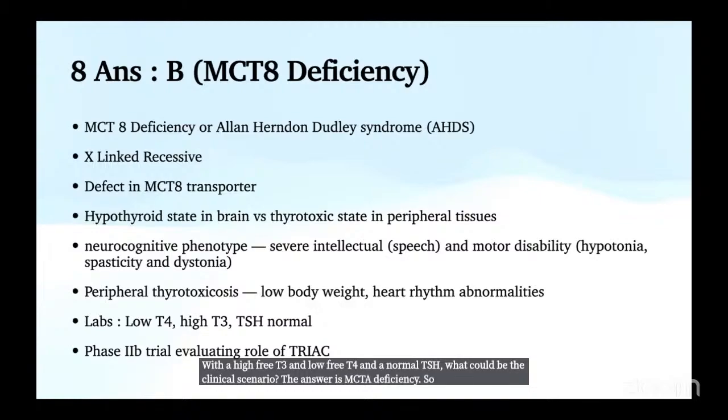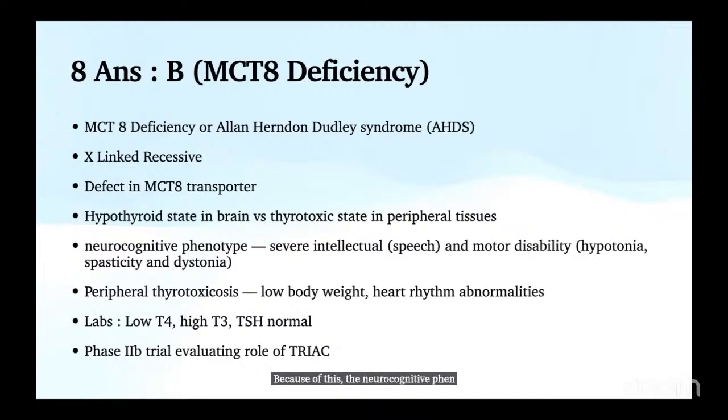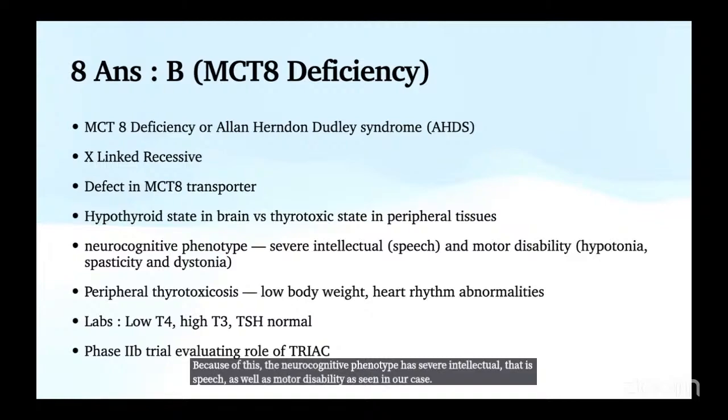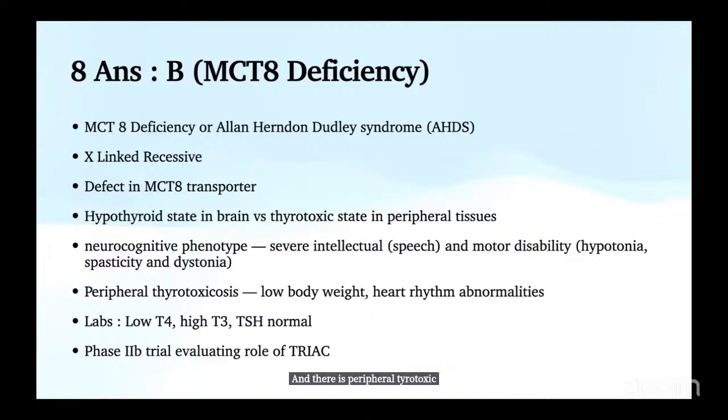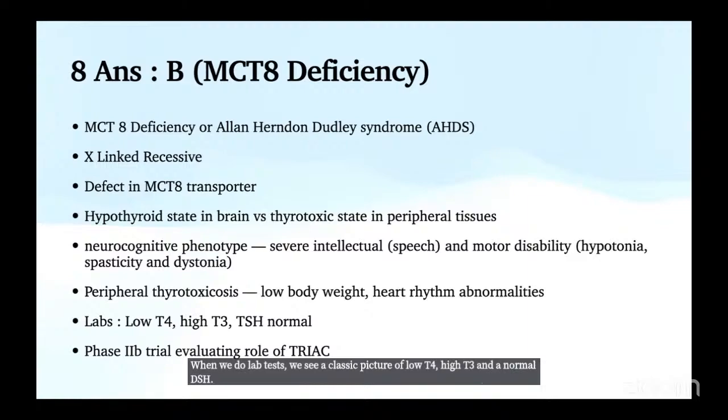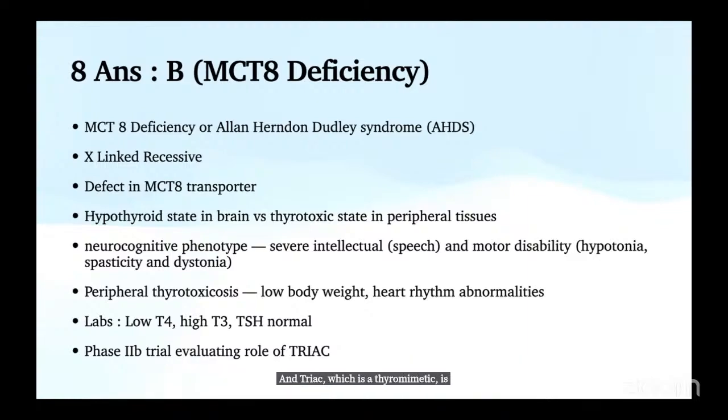It is an X-linked recessive disorder where there is a defect in the MCT8 transporter in the brain. So there is basically a hypothyroid state in the brain versus a thyrotoxic state in the peripheral tissues. Because of this, the neurocognitive phenotype has severe intellectual, that is speech as well as motor, disability as seen in our case. And there is peripheral thyrotoxicosis, which can manifest as low body weight and heart rhythm abnormalities. When we do lab tests, we see a classic picture of low T4, high T3 and a normal TSH. And Triac, which is a thyromimetic, is under trials as a therapeutic option for MCT8 deficiency.